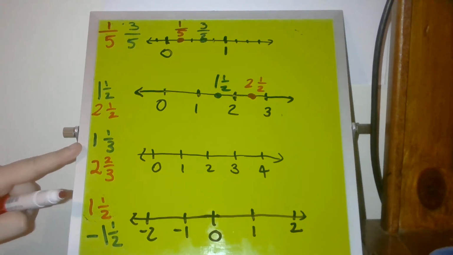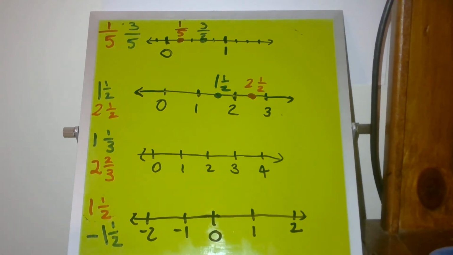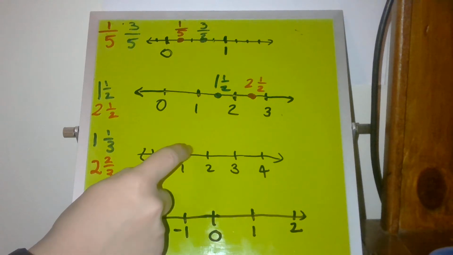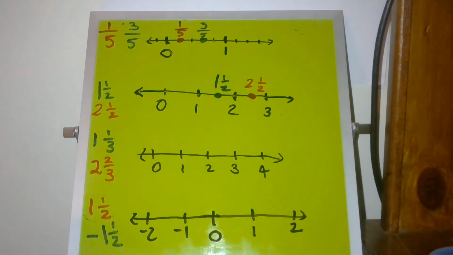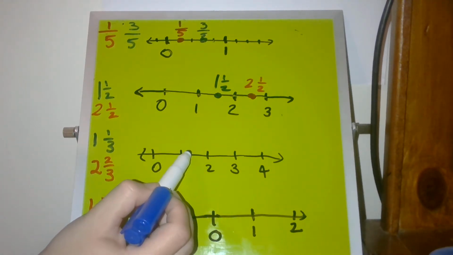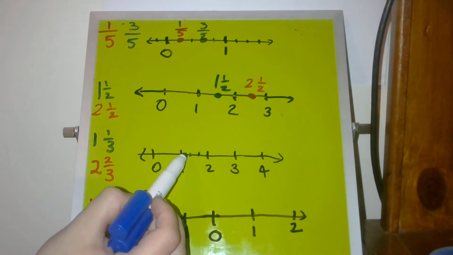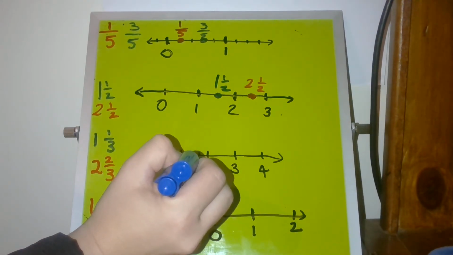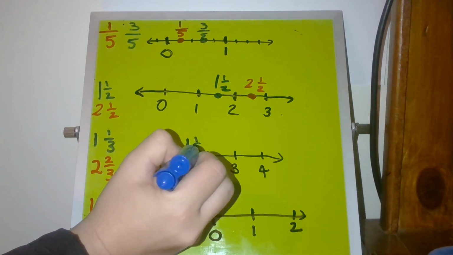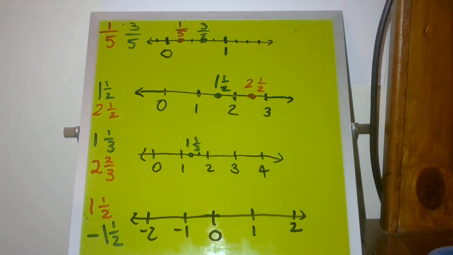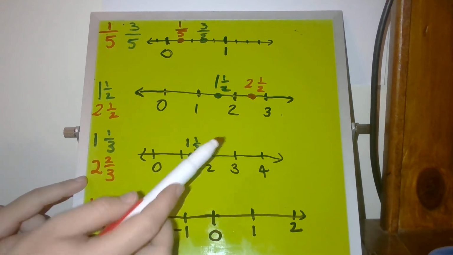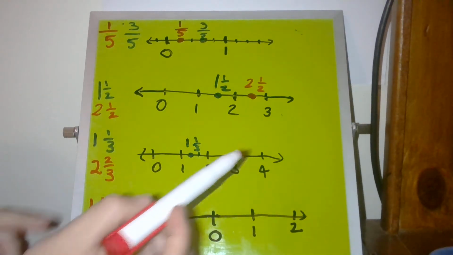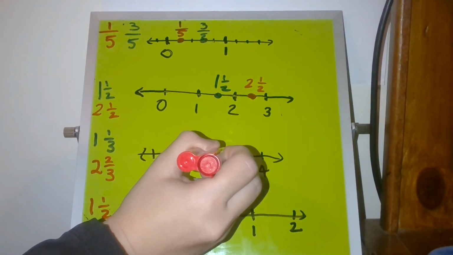1 1/3 means we have to go 1 whole plus 1 part of that section if we break it into 3 separate parts. So if I put a little dash here and a little dash here, that breaks it into 3 little sections, and I want to go 1 little section across. So 1 1/3.